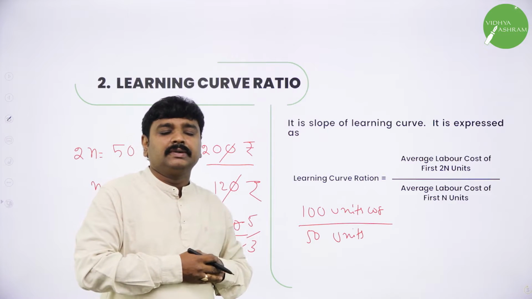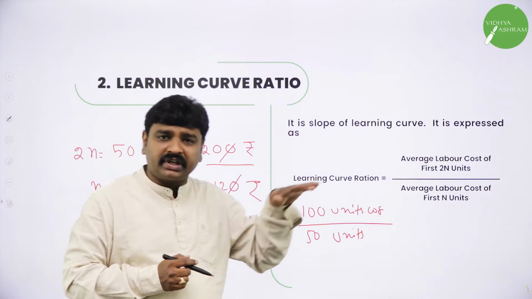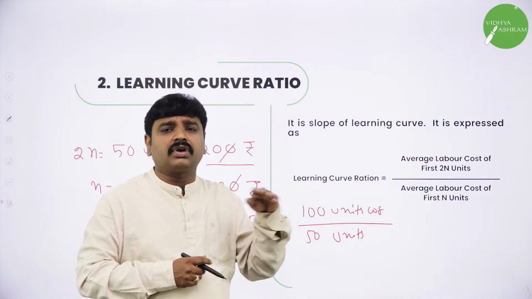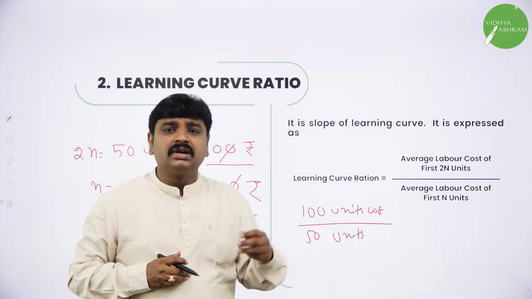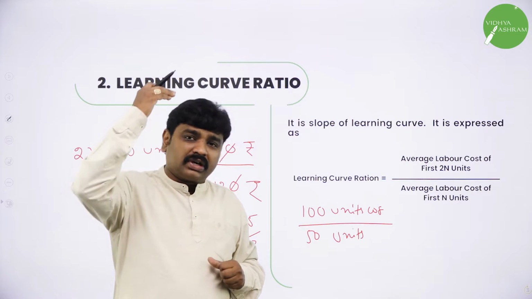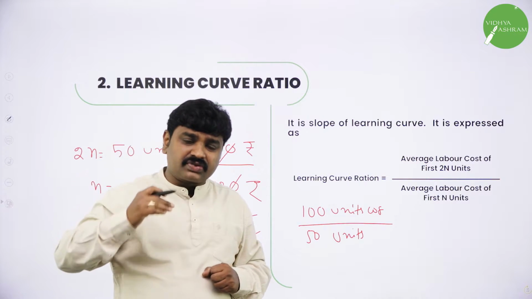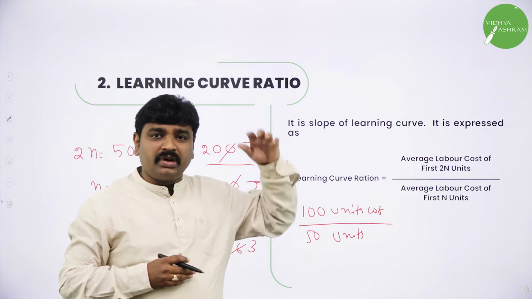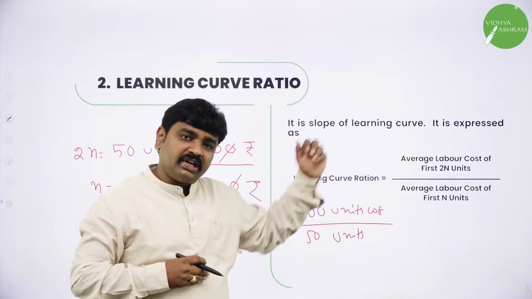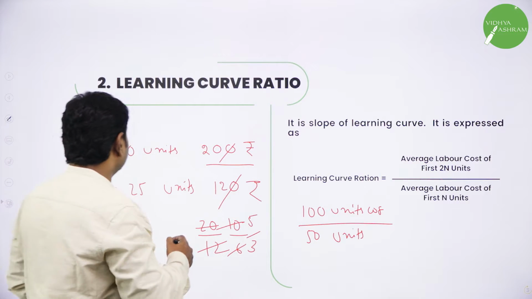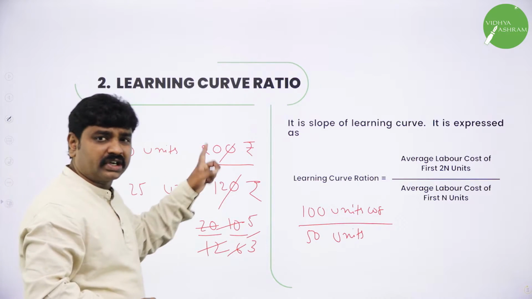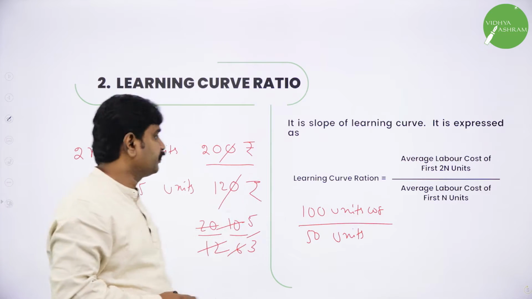What is called the learning curve ratio? If you take the ratio, what ratio of what and what? In the numerator, the average labor cost of 2n units. In the denominator, n units. Means in the numerator, whatever units you are taking, in the denominator, you should take the cost for half of that. In the numerator, if you take 1000 units cost, in the denominator you should take 500 units cost. Now, if you divide the cost, you will get a ratio. That ratio is called the learning curve ratio.